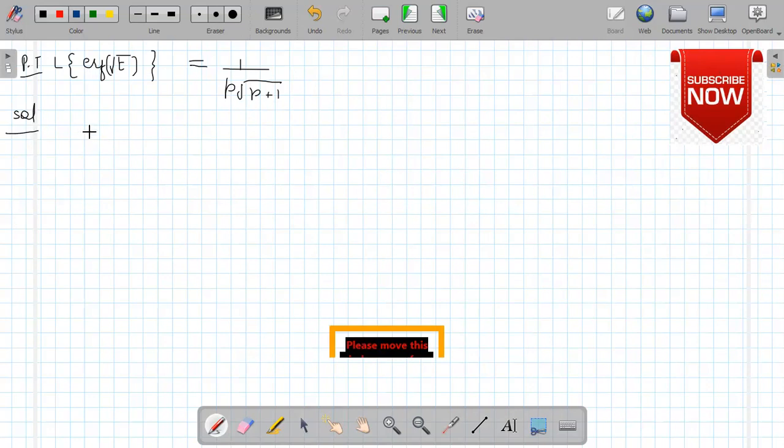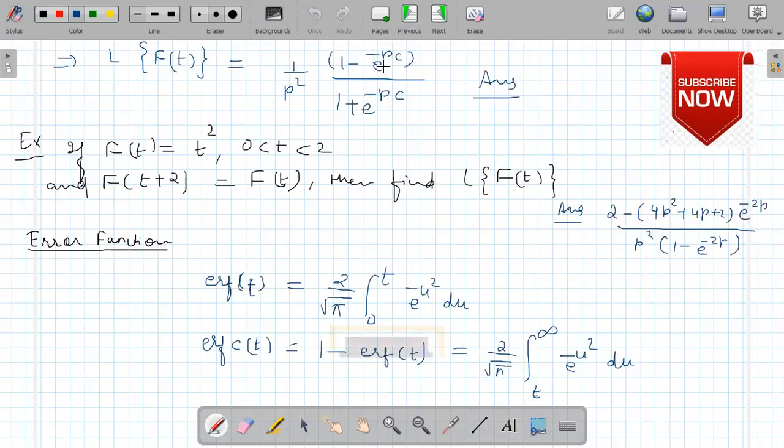So first of all, we will write the value of error function of square root of t. What is the value of error function of square root of t? You see here, error function of t is 2 upon root pi integral 0 to t e to the power minus u square du. So obviously if you replace t by square root of t, what is the change here? Change is only in the limit here. Here we have the limit from 0 to square root of t only.